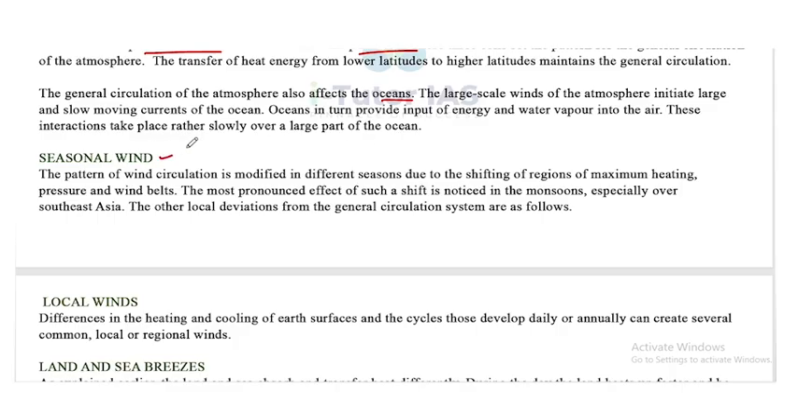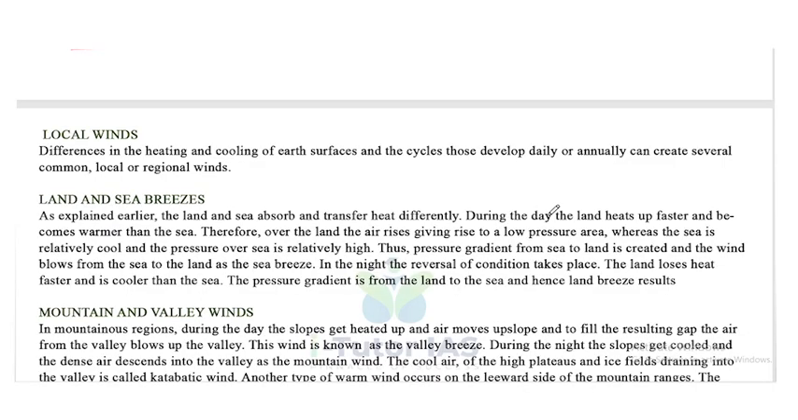Now, seasonal wind. The pattern of wind circulation is modified in different seasons due to the shifting of regions of maximum heating, pressure, and wind belts. The most pronounced effect of such a shift is noticed in the monsoon, especially over Southeast Asia. The other local deviations from the general circulation system are as follows. First one, local winds.